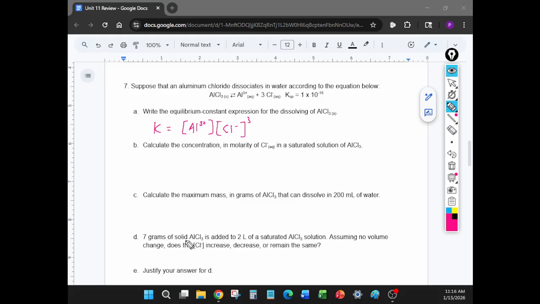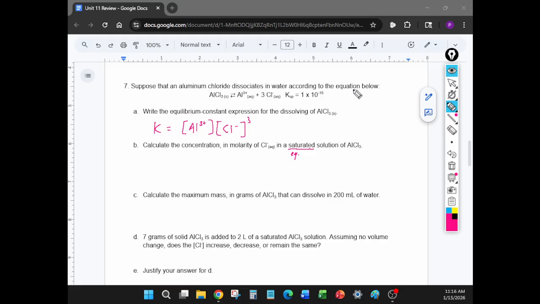All right, for the next one, we're going to need to use an ice table. But before we do that, let me just talk real quick about what this term saturated means. Saturated means that you have the maximum amount of ions dissolved in the solution. It's another way of saying that the system is at equilibrium. Okay? So saturated just means it's at equilibrium where the solid and the ions have a constant concentration.